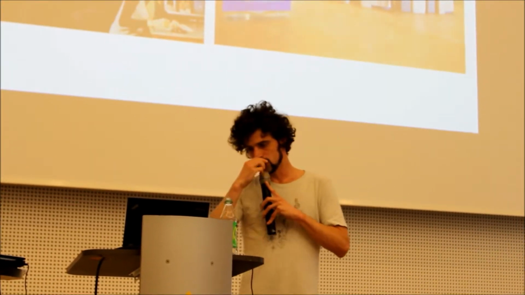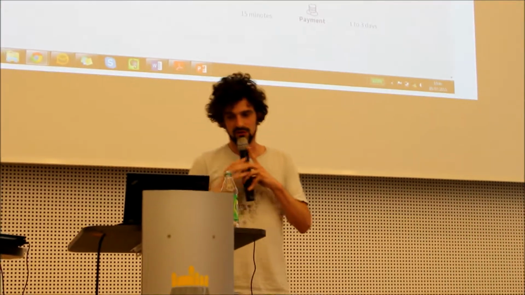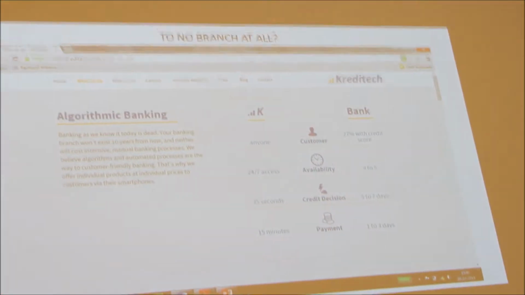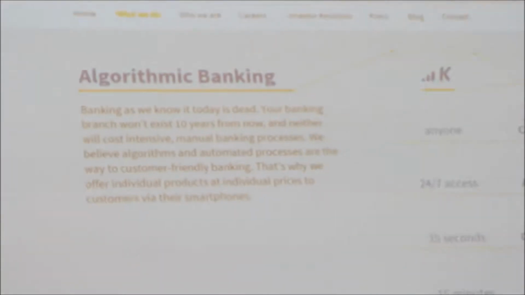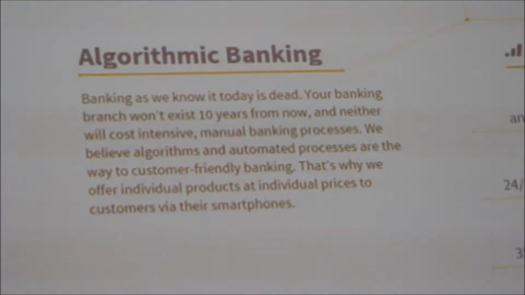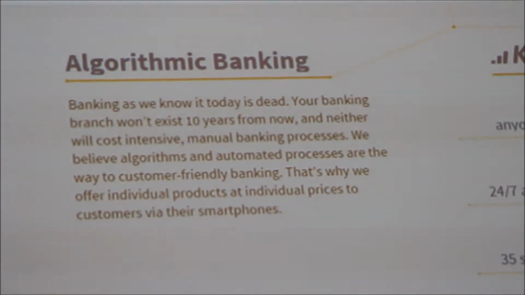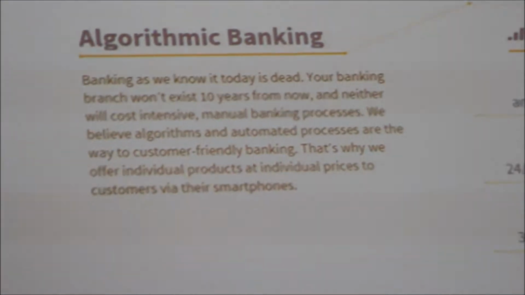So we basically see this trend, but the next frontier is this world of having no branches at all. Here's an example of a German company, Creditec, who are talking about algorithmic banking. Look at the kind of rhetoric they're using there. Banking as we know it today is dead. Your branch won't exist in 10 years. And they're very certain about this.